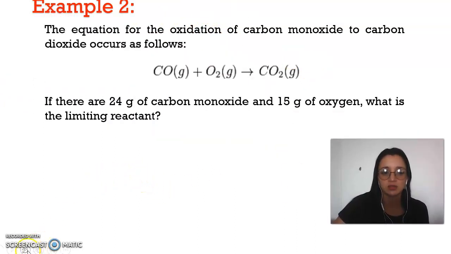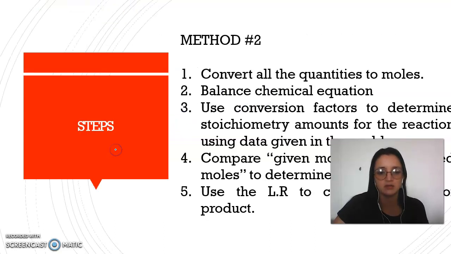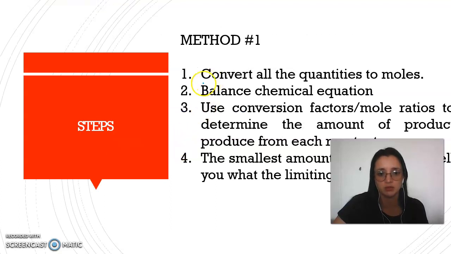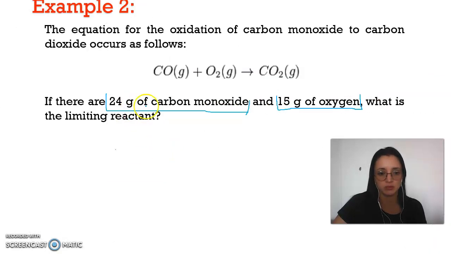There is an additional first step in this problem. If you notice, the amounts in this case are given in grams: 24 grams of carbon monoxide and 15 grams of oxygen. So in this case, the additional step is the first one, which is to convert all the quantities to moles. We will have to first turn these grams into moles. If you remember, we do that by using the molar mass.